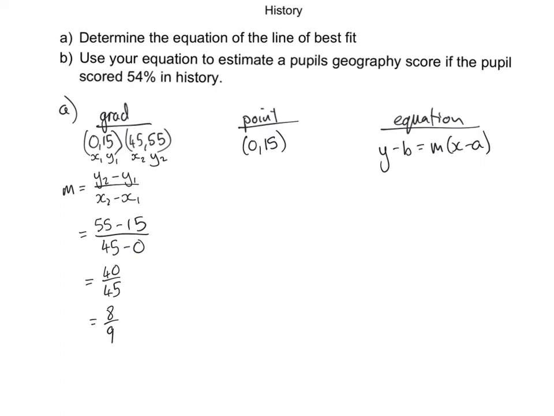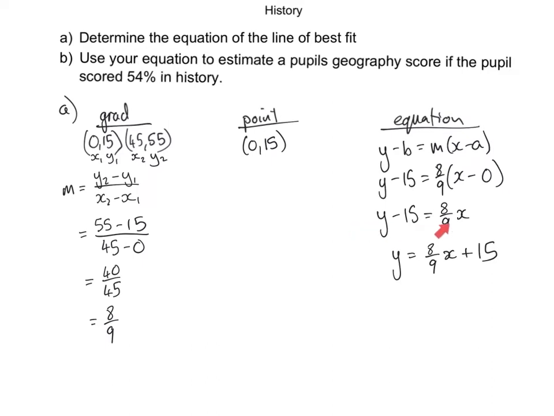So y minus b, remember these are my a and b here, so b is 15, so it's going to be y minus 15 equals, and the gradient is down here, 8/9, so m is 8 over 9, bracket x minus a, and remember a is this point here, so 0. Substitute that in, and then start to try and simplify. So y minus 15 equals 8 over 9 x, and I could maybe just bring this 15 across, so y equals 8 over 9 x plus 15.